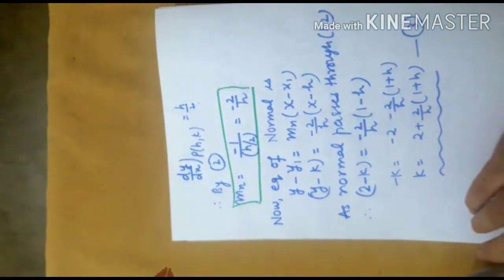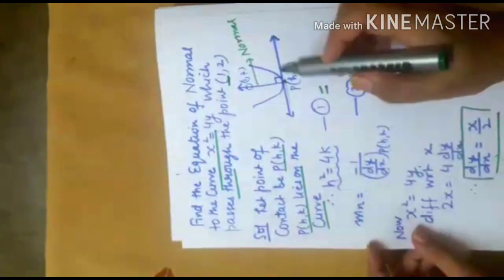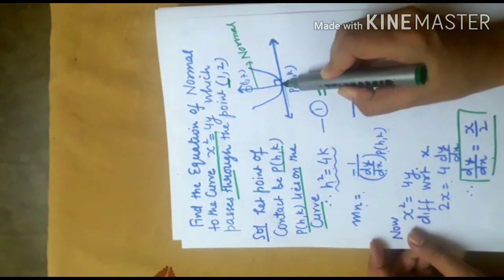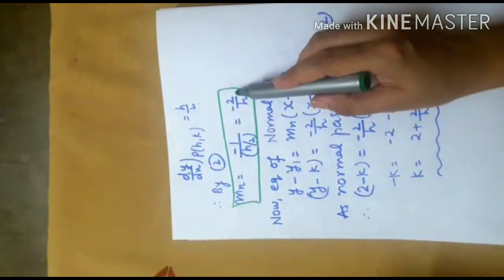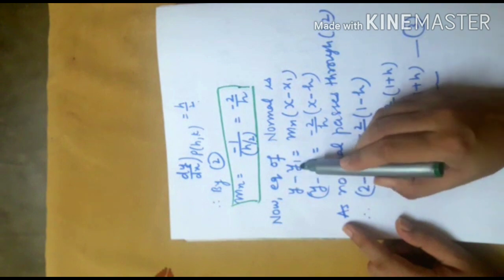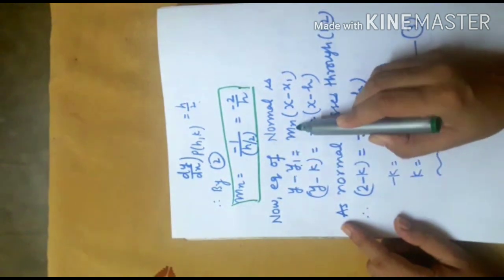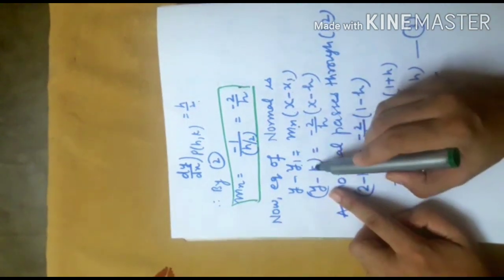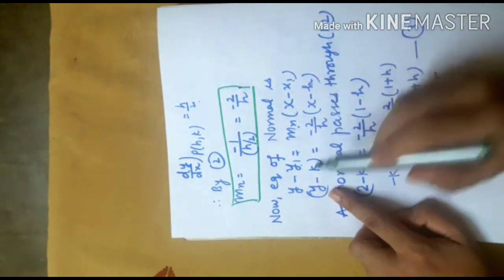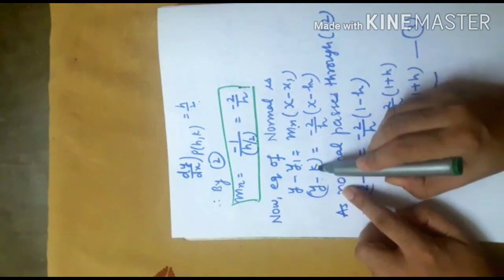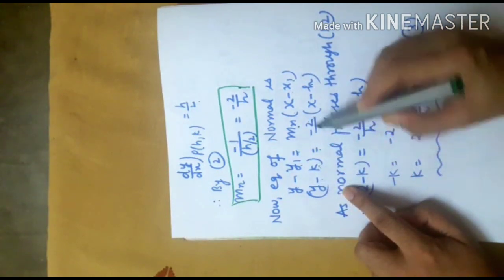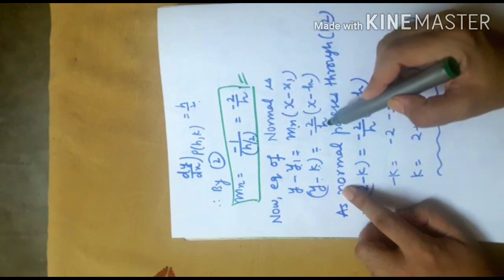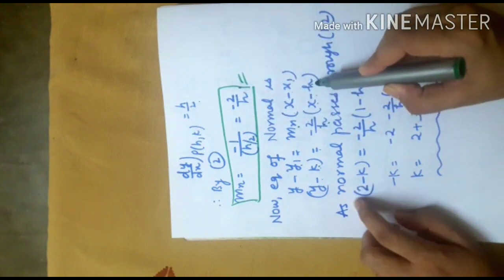Right? Now, this is a point on the normal and the slope of the normal is this. Can we write the equation of the normal? Yes. Equation of the normal is given by y minus y1 equals slope of the normal into x minus x1. Here, y1 will be k and x1 will be h. So equation of the normal will be y minus k equals minus 2 over h, slope of the normal is minus 2 over h, into x minus h.